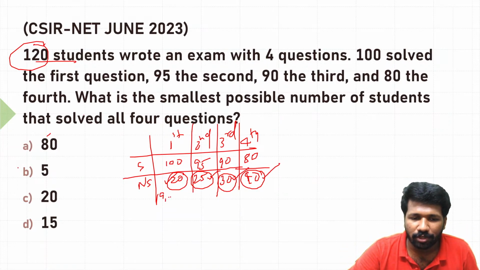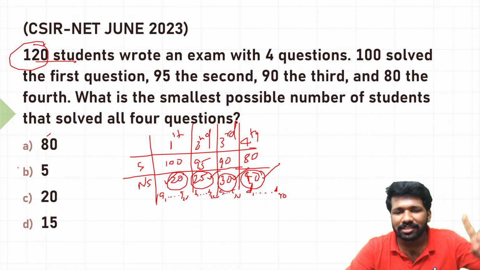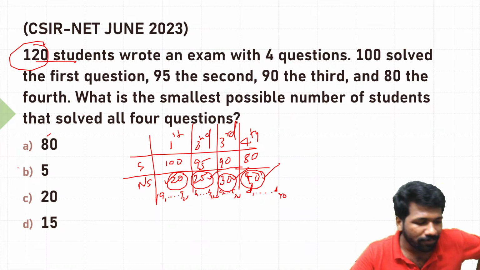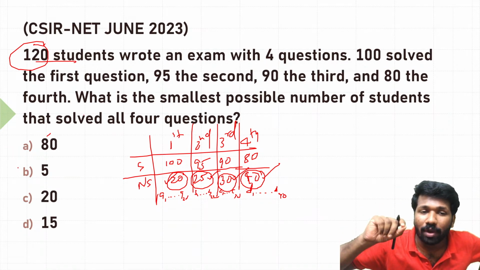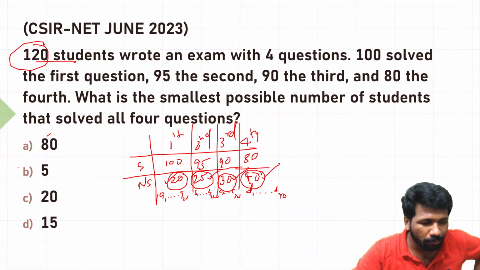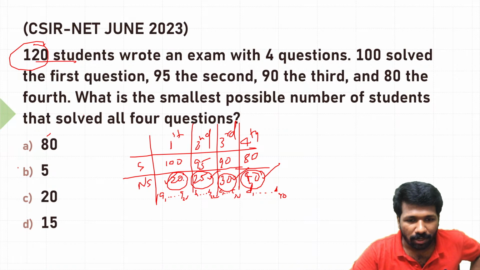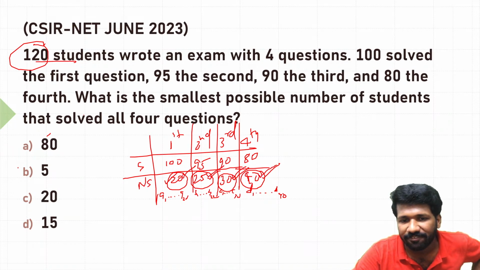Say this is A1, A2 up to A20. This is B1, B2 up to B25. This is C1, C2 up to C30. This is D1, D2 up to D40. That means they did not solve at least one question. We need to increase the number of students who haven't solved all questions. Are you getting the point? For that purpose, we have to consider that these not-solved students are all different.